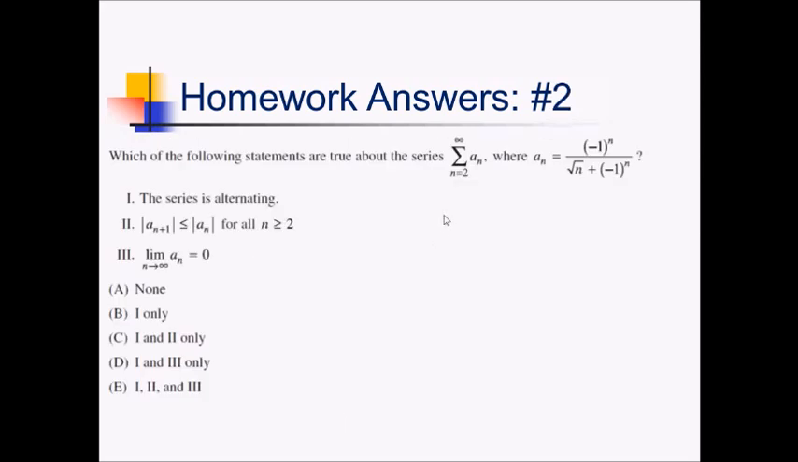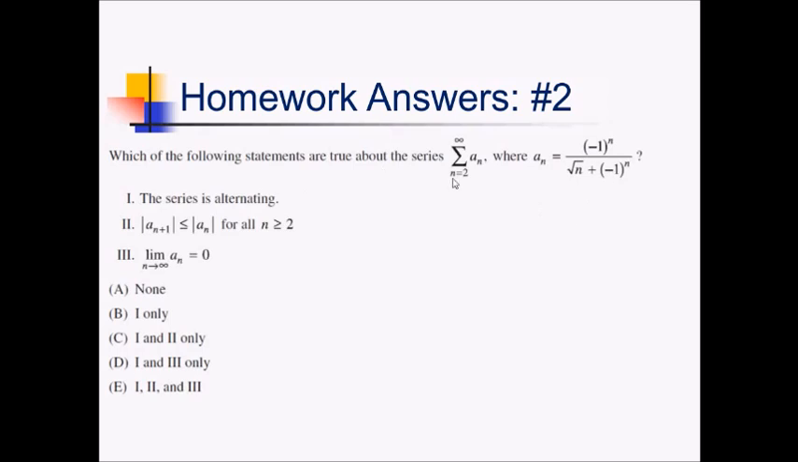On this problem, we want to know which of these statements is true about this series. So first statement, the series is alternating. Well, it certainly looks like it's alternating with this -1 to the n term in the numerator, but how about in the denominator? Because alternating means you're going positive to negative, and whether or not you're positive to negative is determined by both of these things.